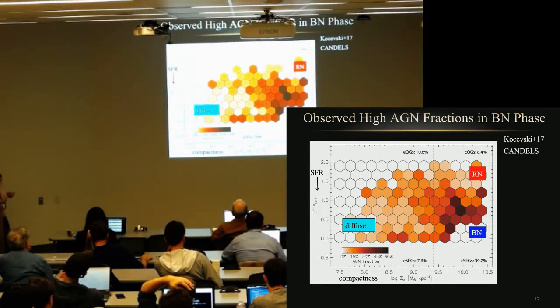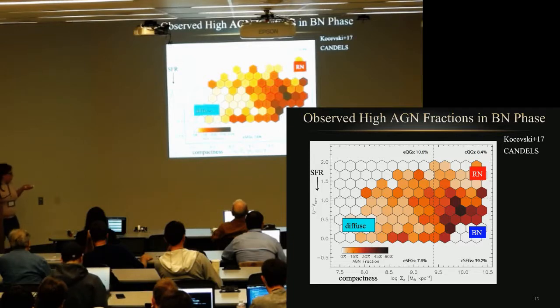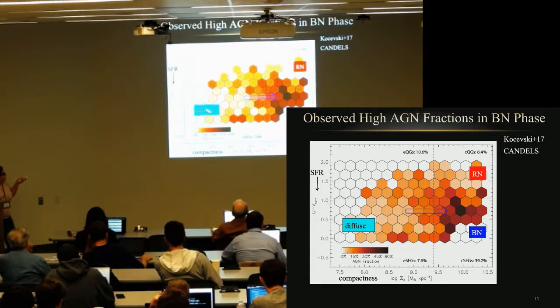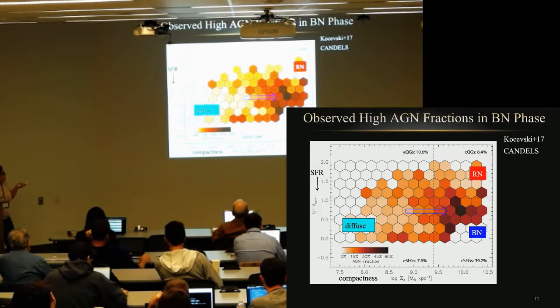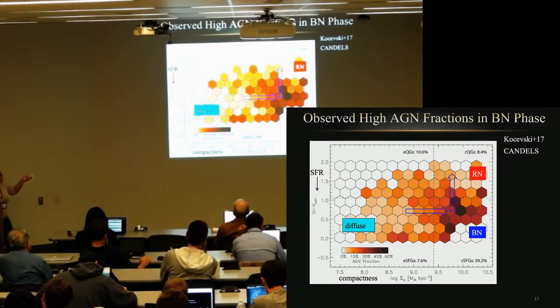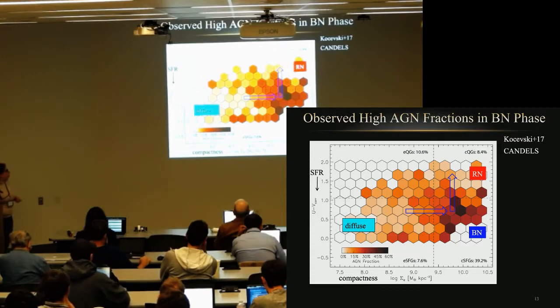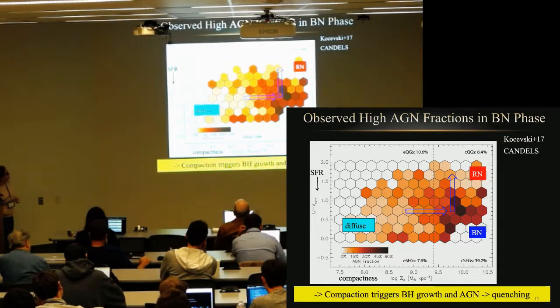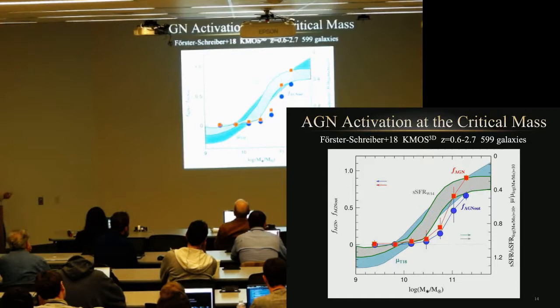So this is observation, Kocevski. We're looking at the star formation rate. It's growing this way, and a measure of compactness, the sigma effective. And they find that in a diffuse phase, the color is the AGN fraction within each bin. In the diffuse phase, there's fewer AGNs, and once you get to this region of compact and star forming, there's high probability for AGN activity, which is the region of the blue nugget. So compaction triggers the black hole growth, which means that you'll get an AGN activity, and eventually, probably, it will help the quenching.